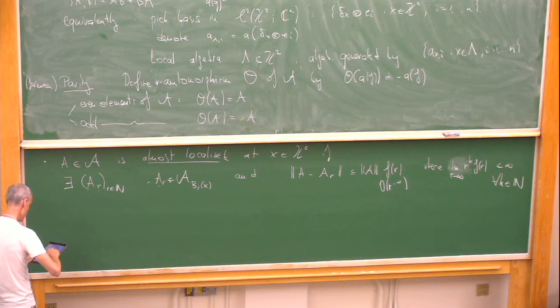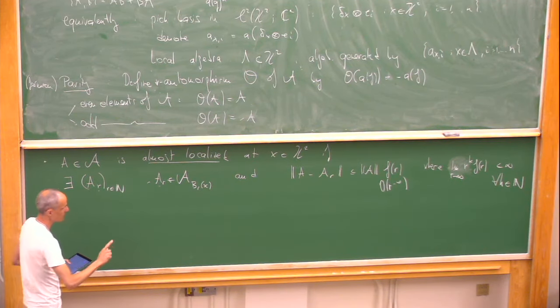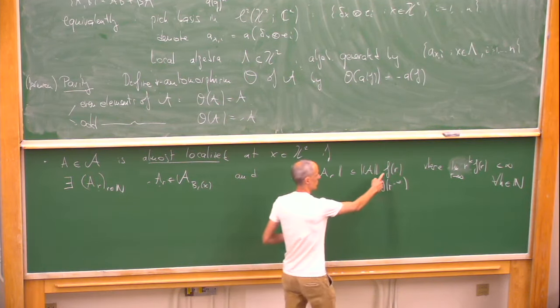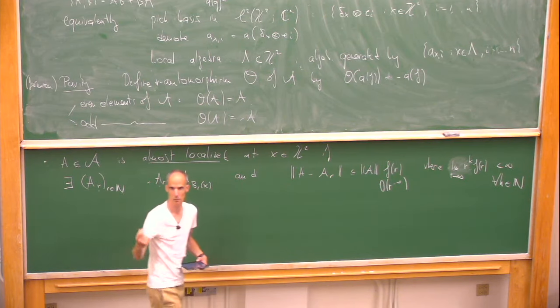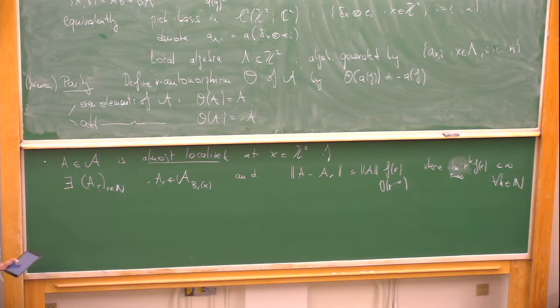Good. Sometimes you want to insist on exactly which function. You could say it's F-localized if you want to specify which function, but it's rarely the case that the specific F plays a role. I just want something which is faster than any inverse power.